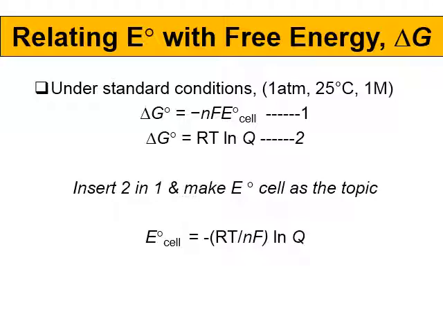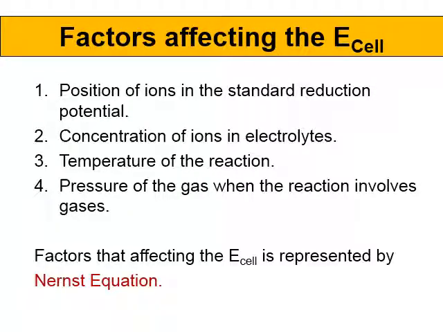Next, we look at the factors affecting the E cell. First is the position of the ion in the standard reduction potential, or SRP. You have to look at where the ion position is. Is it above the hydrogen or below the hydrogen? Is it reduction? Is it oxidation? You must know their position. Normally, the one that has higher potential, imagine the waterfall just now, so it has higher potential. The difference between the higher and lower values is going to affect your E cell.